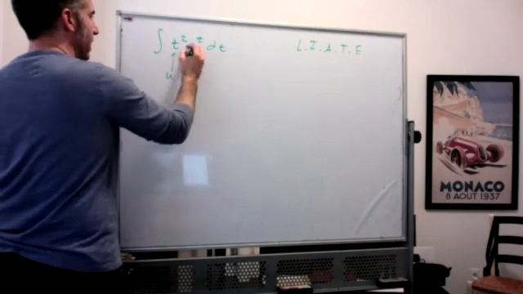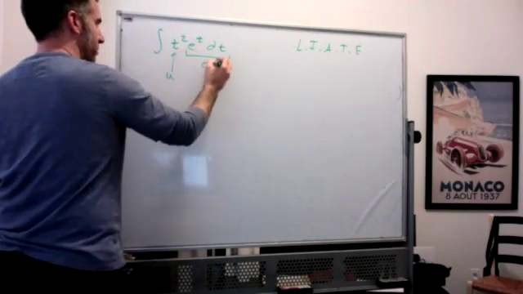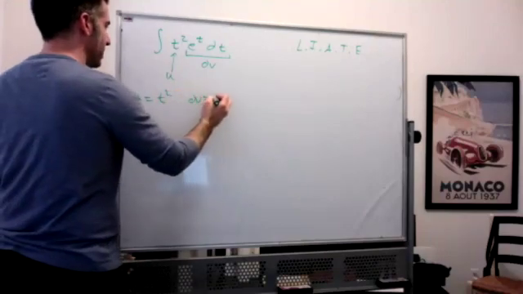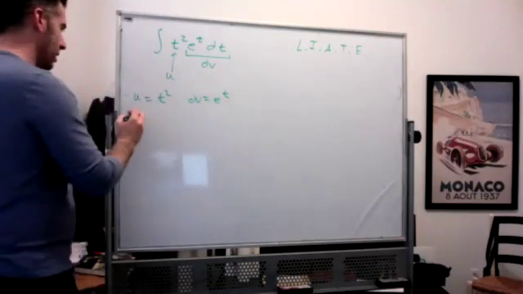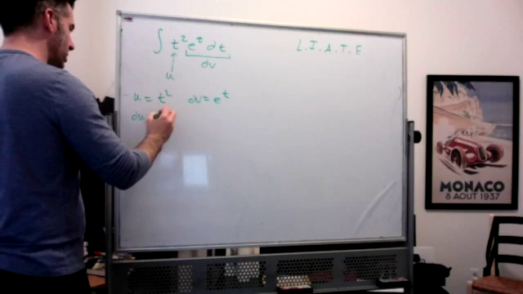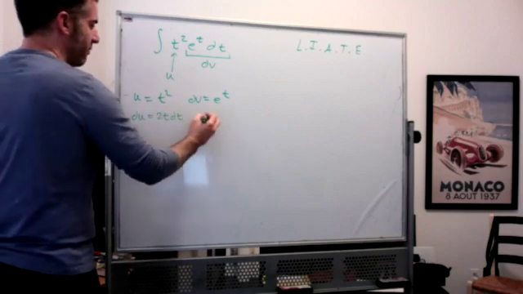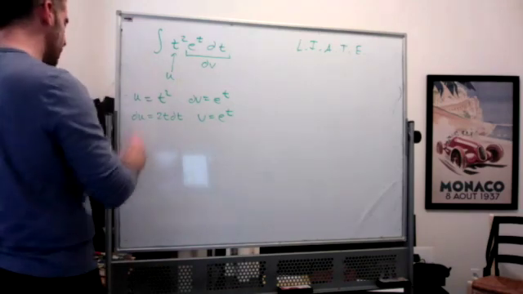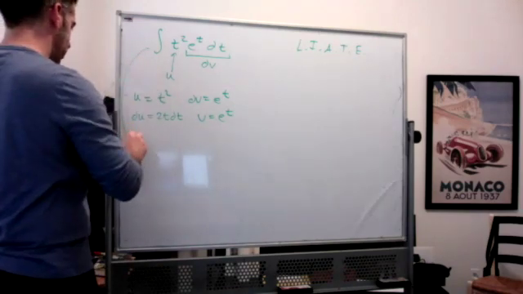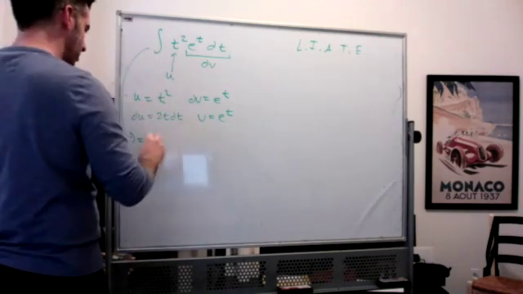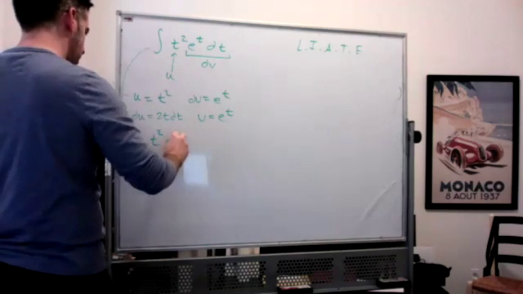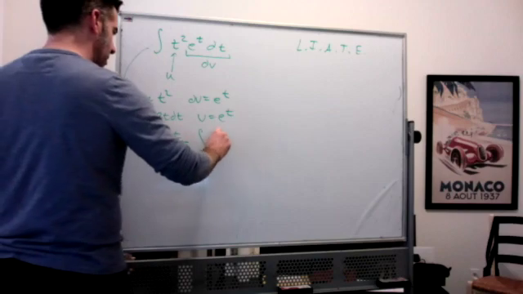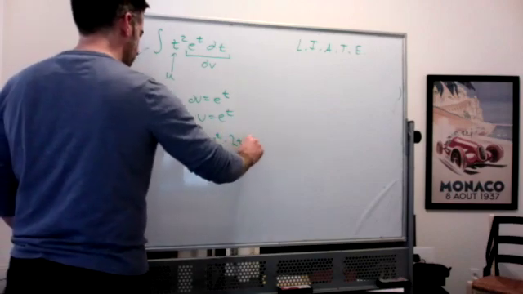And then dv has to be everything else. So u is t squared. dv is e to the t. du is 2t dt. v is also e to the t. So then this integral becomes u times v minus the integral of v du. So e to the t times 2t dt.